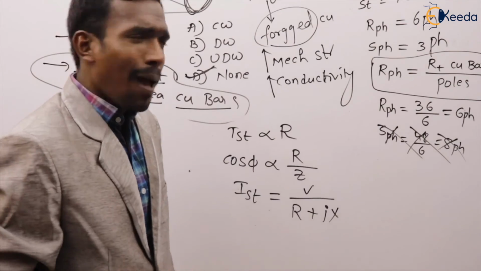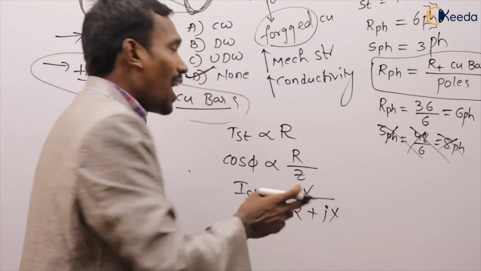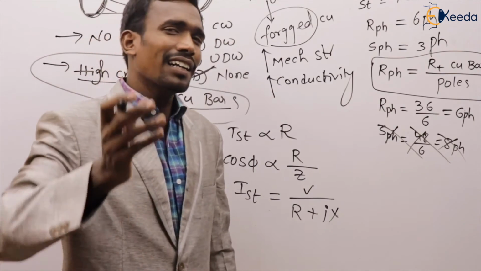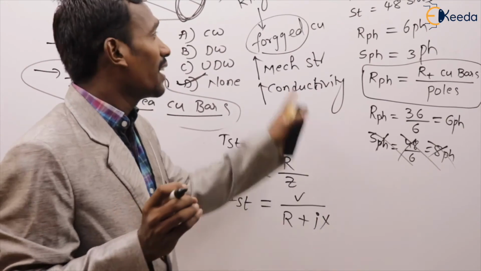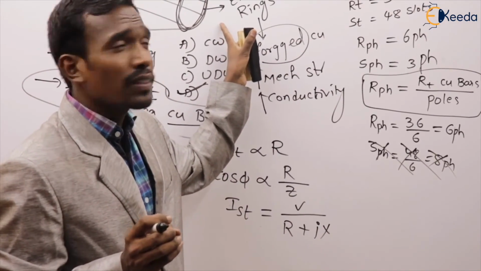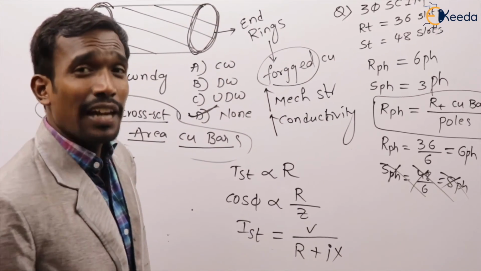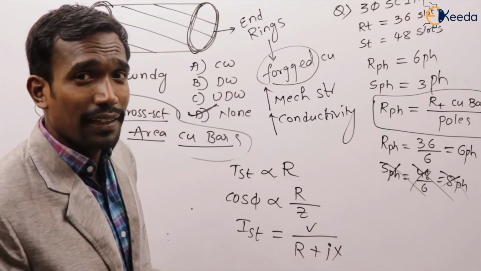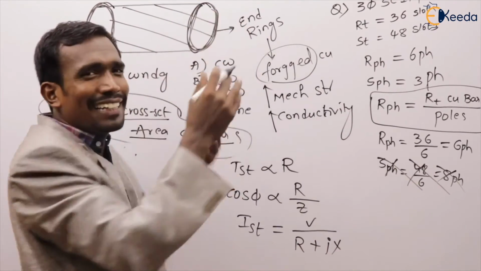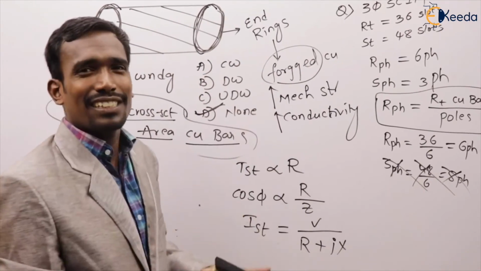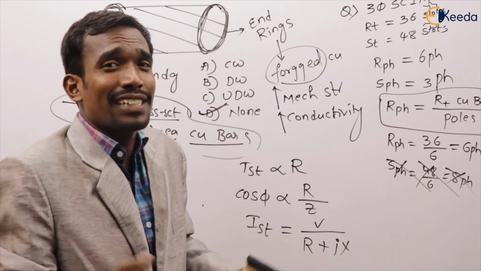We know, sir, by increasing the rotor resistance, we can increase the starting torque and the power factor. We already saw that in the slip ring induction machine. But here there is no possibility to add extra resistance. Can you tell me why? There is no possibility, sir, because the rotor is already short-circuited. How can we add extra resistance? The rotor is already short-circuited.